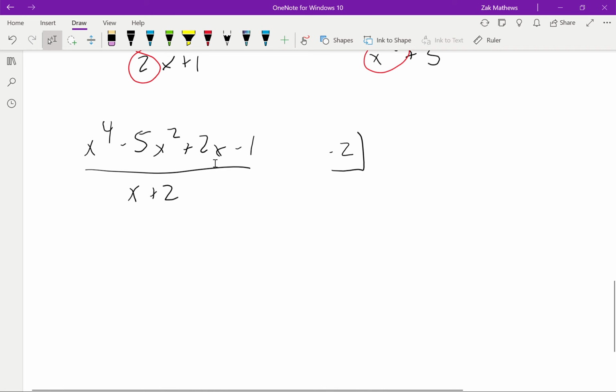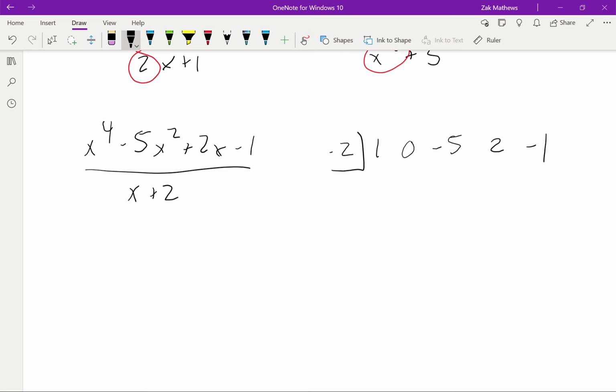My first coefficient is 1. Notice I have no x cubes, so I've got to put a 0 in there. When I was doing the long division, I said that the zeros are not mandatory, but they're absolutely mandatory with synthetic division, because in synthetic division, we use the position to drive what the variable is. And so by leaving out that zero, we've ruined the positional element of the variables. Then we have a negative 5x, we have a 2, and we have a negative 1.